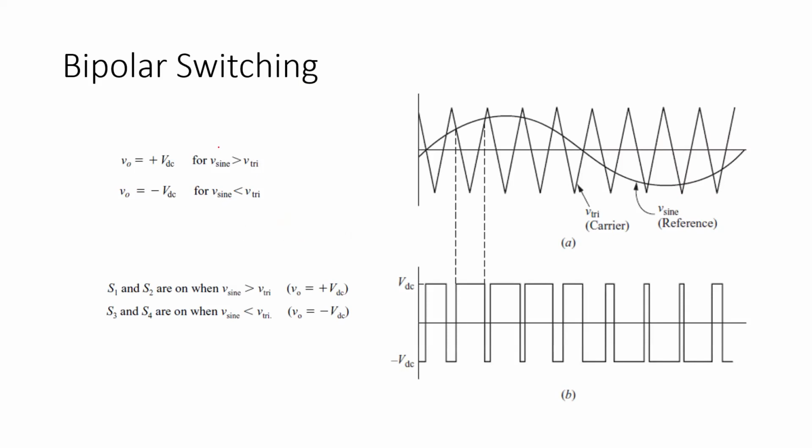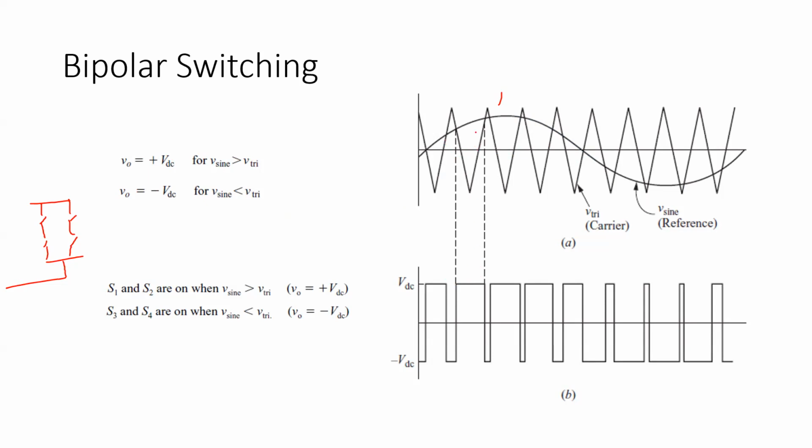So what bipolar switching means, this is the reference. Yeah, it is given. This is the reference and this is the carrier. If your reference is higher than the carrier, you switch on VDC, as you configure your H bridge. So you have your H bridge like this. If your reference is higher than your carrier, you configure your H bridge to give positive VDC. So that's what we have done here.